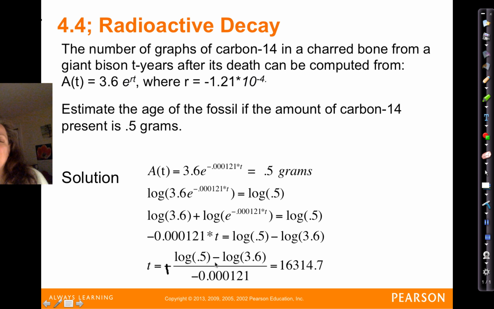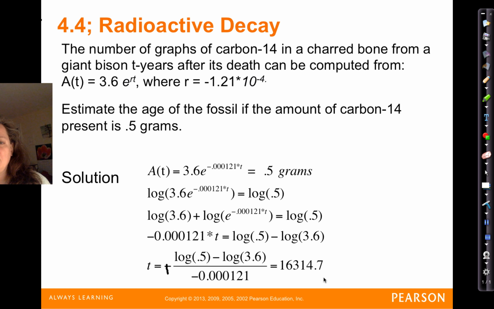So log base 10 of 1 is going to give you 0. Anything less than 1 is going to be negative. So that's a negative number, and that's a negative number, and you will end up dividing this by a negative number, so you'll end up with a positive number, right?